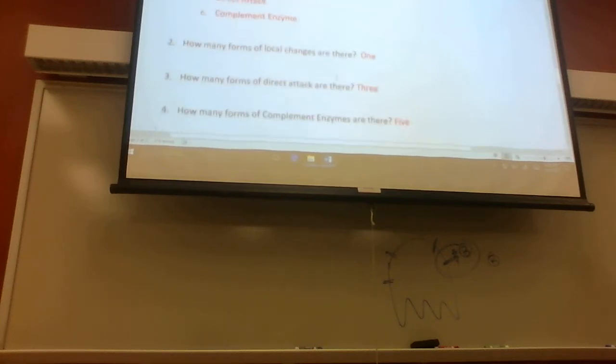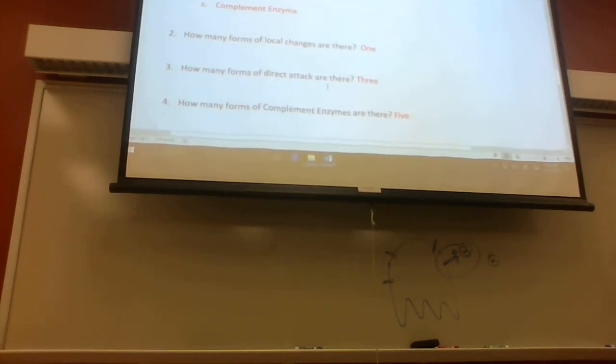So how many forms of local changes are there? Only one. That was inflammation. How many forms of direct attack are there? There were 3. We did the matching for that. And how many forms of complement enzyme? There are 5. So it's kind of like the odd numbers, right? 1, 3, 5. It helps me a lot to think of terms in numbers, like, how many of these do I need to know? I don't know if that would help you, but that's that.